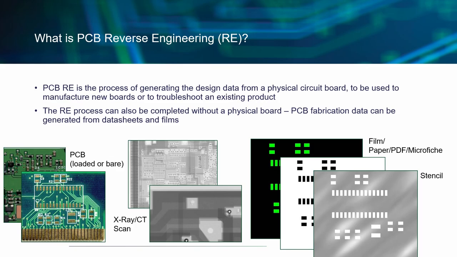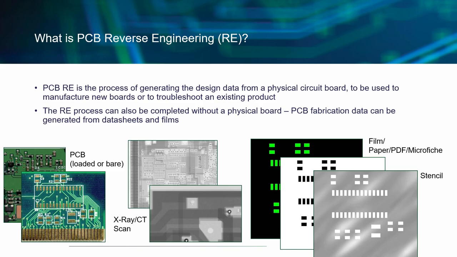Well, what is PCB reverse engineering? PCB reverse engineering, or PCBRE, is the process of taking a physical circuit board or other artwork or datasheets related to that circuit board and using them to generate the original design data. While we prefer working with a physical circuit board because there are a lot of advantages to doing so, we're still able to generate data that reflects the design of the circuit board from almost any source.